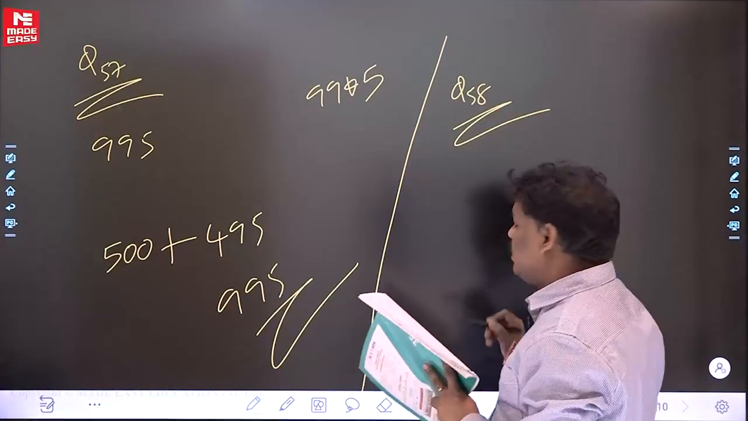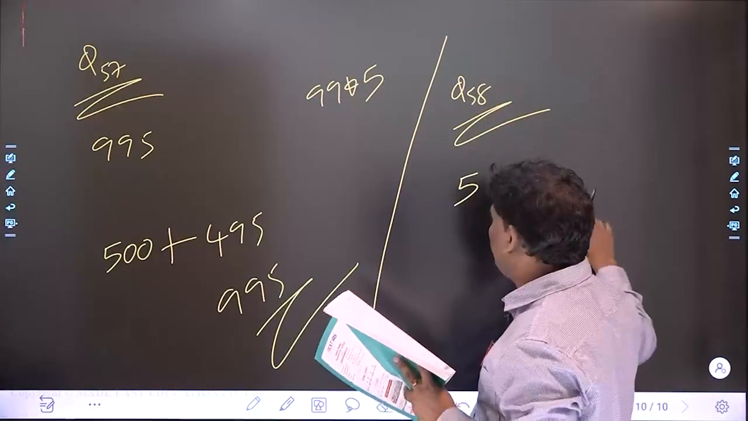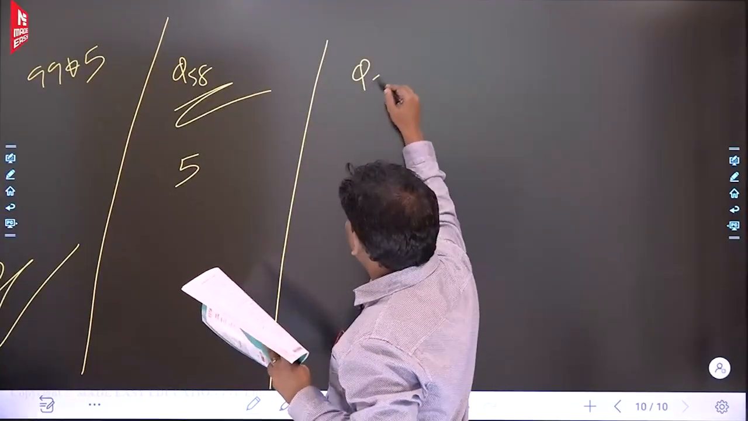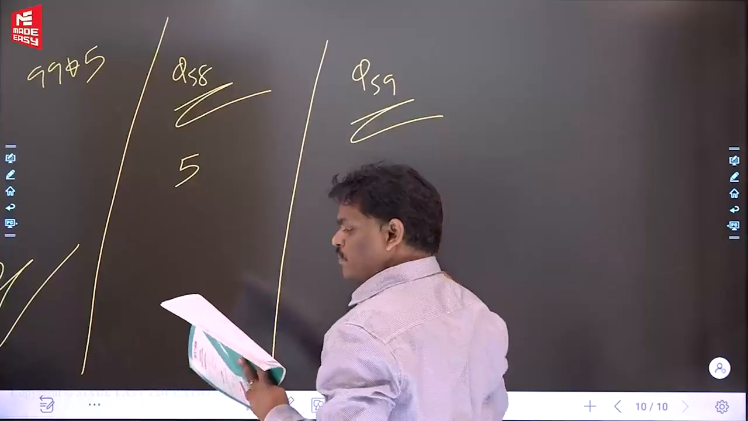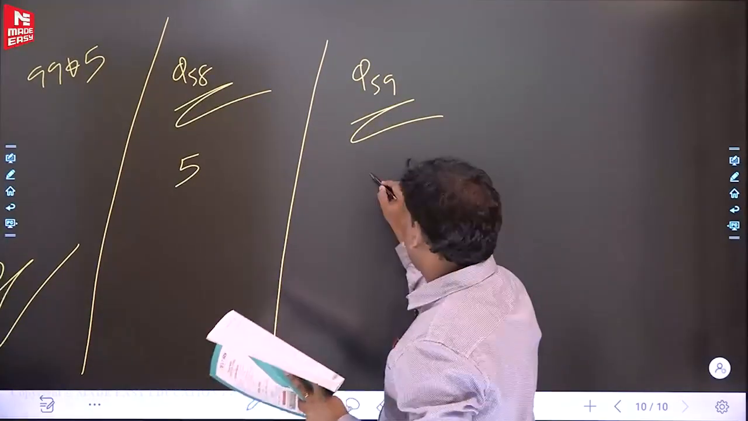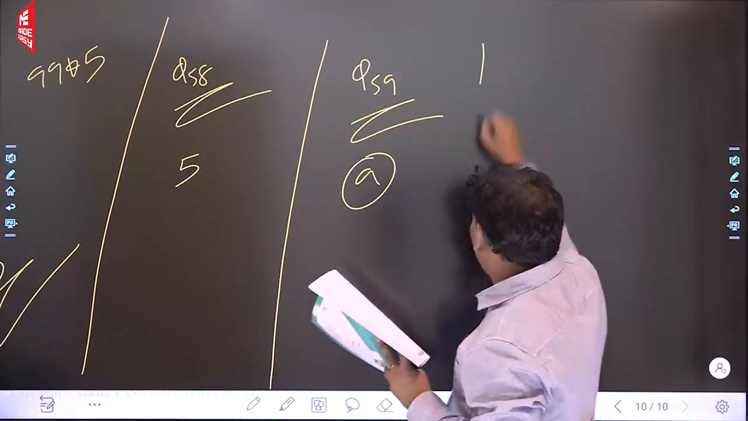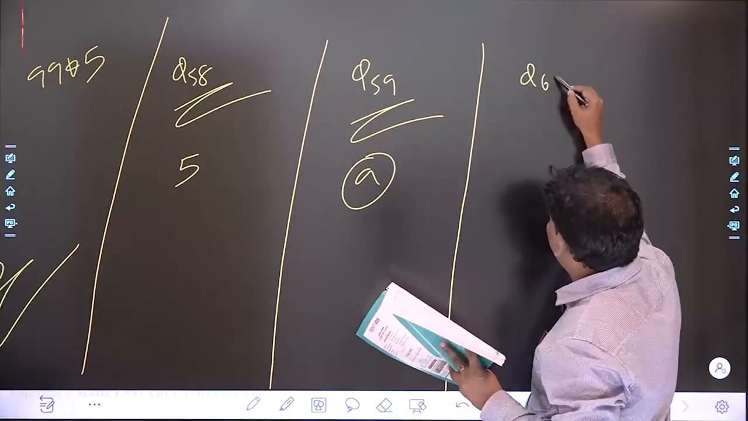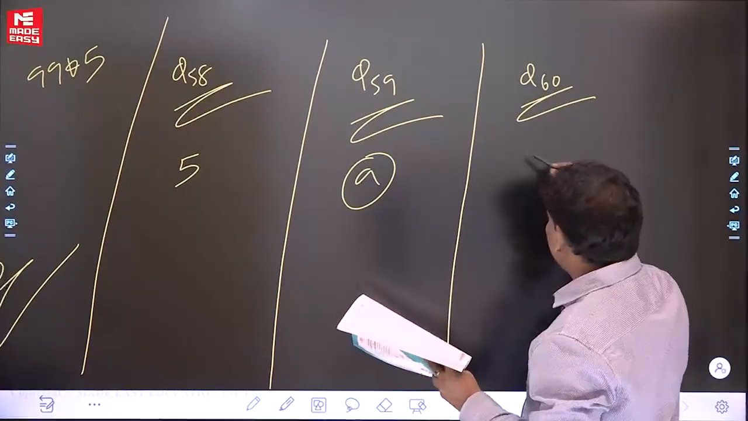Question number 58, the answer is 5. It is a very simple problem, you please verify. Question number 59, the answer is going to be A. It is also a small problem, please check. Question number 60, the answer is going to be B. This one we have already done in the classroom.